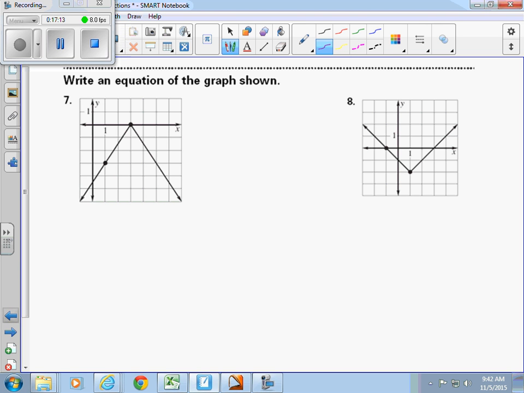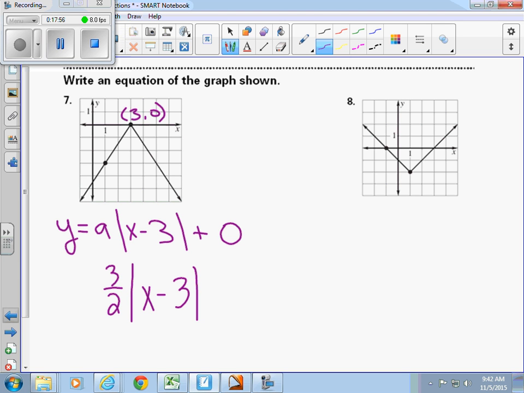What is the vertex? 3, 0. So what is my equation from the start? X minus 3 plus 0. And you don't have to write the plus 0 if you don't want to, since it's just plus 0. Okay, 2 ways to find A. The easiest way is to just find the slope, right? From this point, I go down 1, 2, 3. Rise is 3, run is 2. So it's 3 over 2. Positive or negative, and why? Why is it negative? Because we're opening down. Okay, any questions about that?